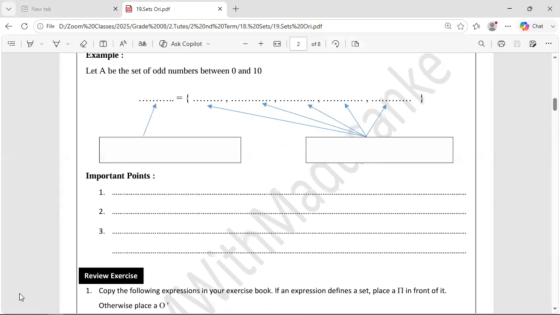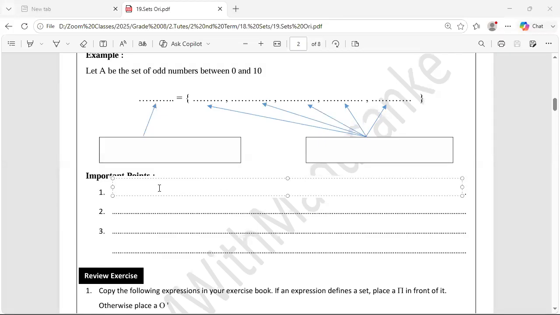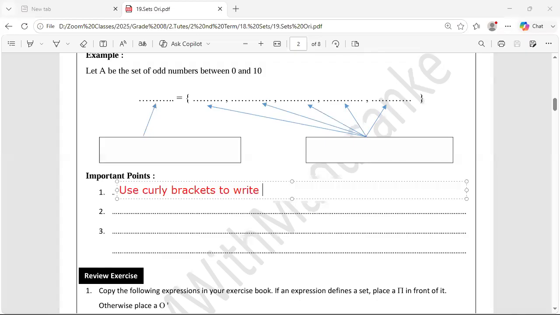So the first point, as I told you earlier: when you are writing down a set, you need to use curly brackets to write the elements inside it. That is the first point.